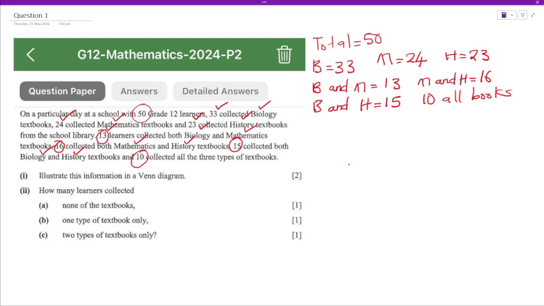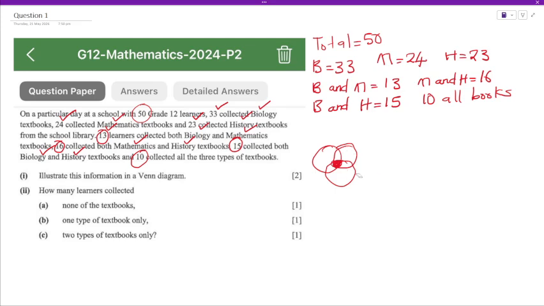Now we need to draw a Venn diagram using the information we have been given. The statement, 10 collected all 3 types of textbooks, simply tells us that all these three sets have a common intersection. For example, you have something like this, like that, and like that. So this region right there is the intersection of all the three sets. That's how you know how you're going to draw these three sets. Whenever they say, like in this case, 10 collected all three types of textbooks, it means all three sets are overlapping at some point.